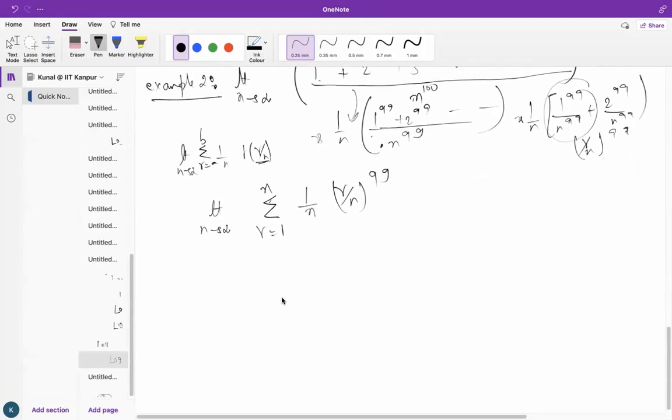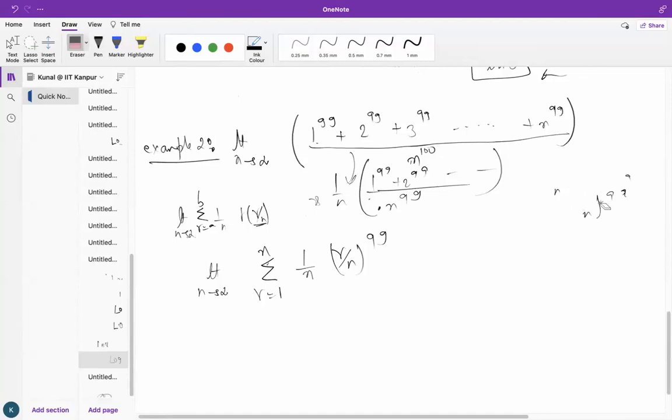Let me elaborate again what I'm doing here. This step is clear to you now, right? After that, I just separate each term: 1 by n to the power 99, plus 2 to the power 99 by n to the power 99, and so on. I hope you connect with this.